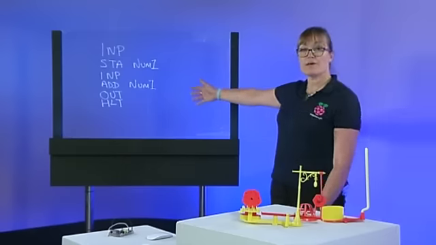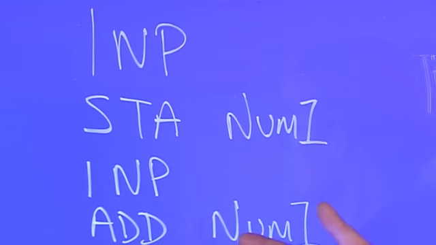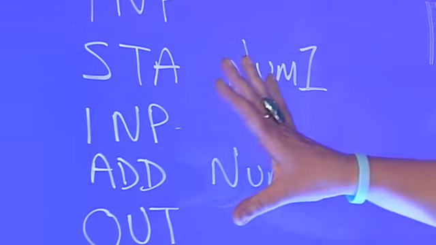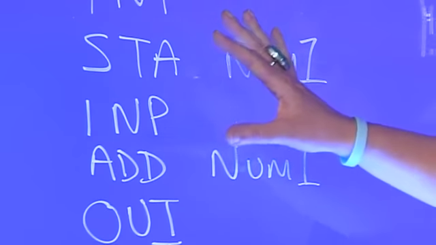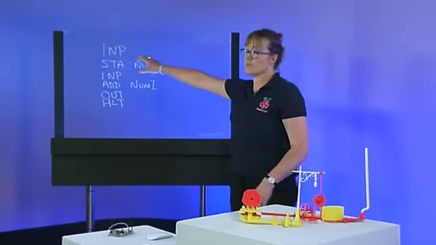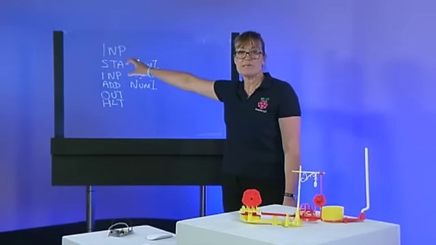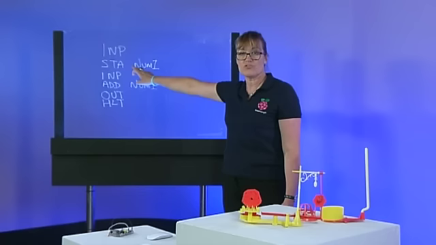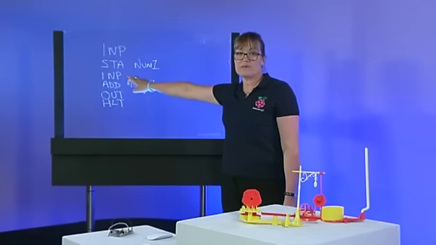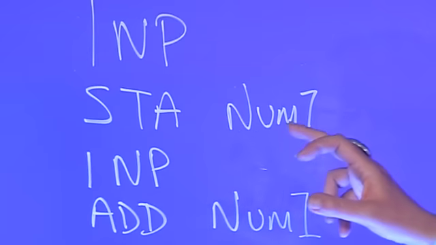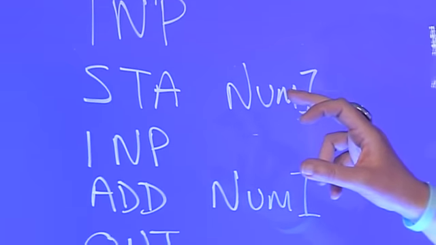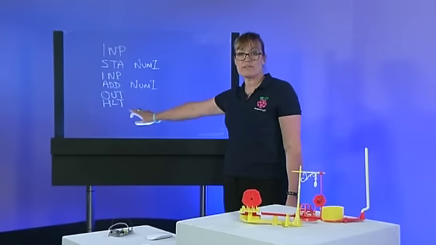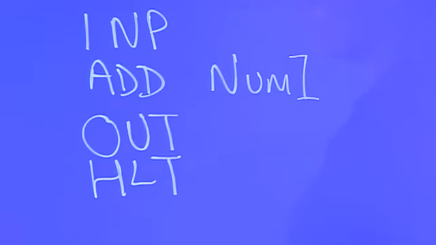I have an example here on the board, and I've used some code that you could use in the Little Man Computer Simulator to add two numbers together. What this does is allow one number to be input. It's then stored in a memory location. A second number is then input, and the first number that we've stored is added to it. We then output the result and then stop the program.